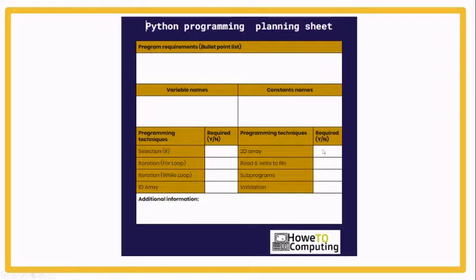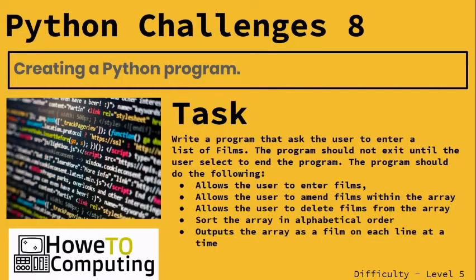Do you need to use selection? Do you need to use some of these things in here? Now, some of them are not covered yet in these challenges, but that's what we need to think about. So have a think about this planning sheet so you're really clear on some of the challenges that you can use. For this task, it's asked you to create a little database of films, and it should exit when the user clicks exit. Now remember to use the planning sheet to help you do this task.